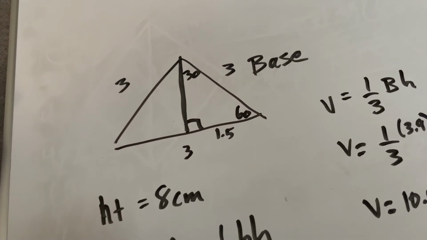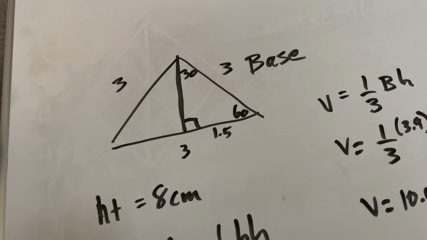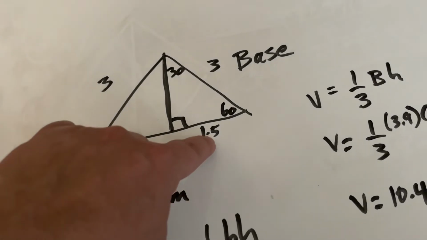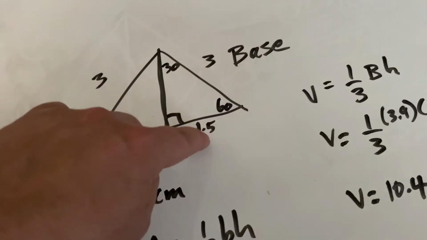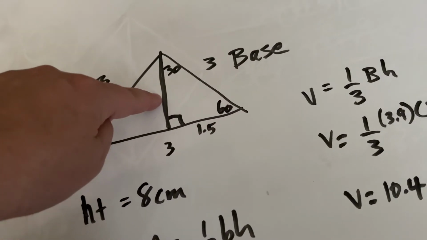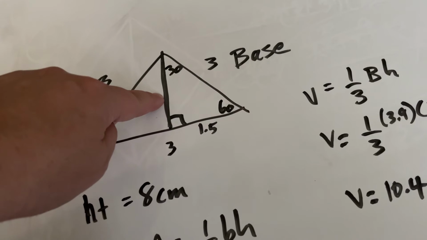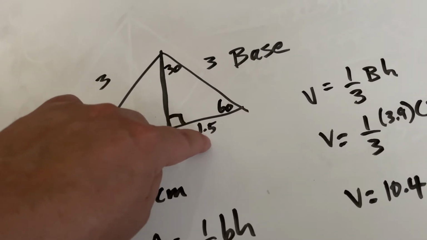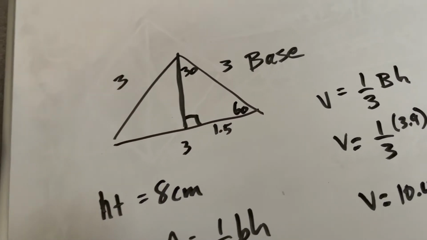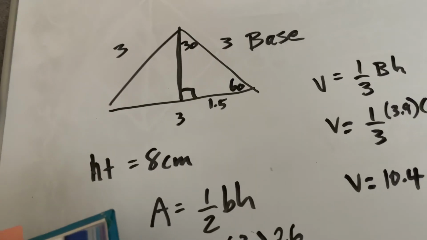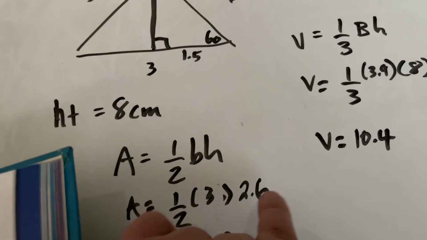Every good geometry student knows that a 30, 60, 90 triangle has a short side. The hypotenuse is double whatever that is. And the long side is the square root of 3 times that short side. So the square root of 3 times 1.5 ends up being 2.6. So that height is 2.6.